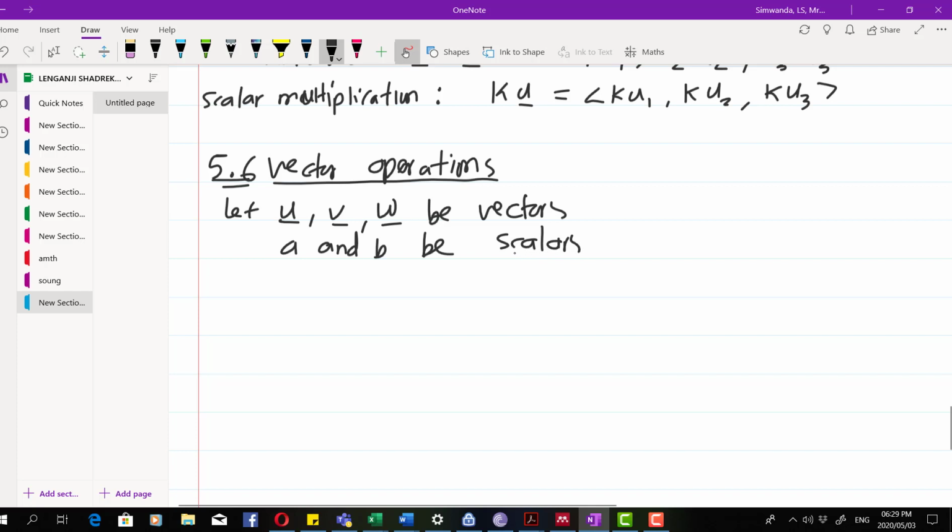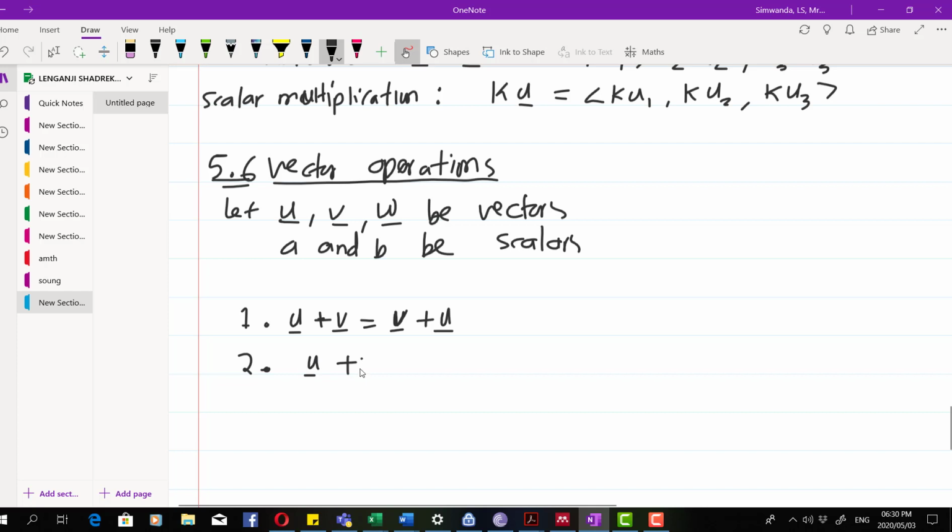So we have u, v, and w are vectors. a and b are scalar quantities. Then we will have the following 9 properties. So the first property is the commutative property. If you add u plus v, it's the same as v plus u. So that's the commutative property. It doesn't matter what the order of addition is.